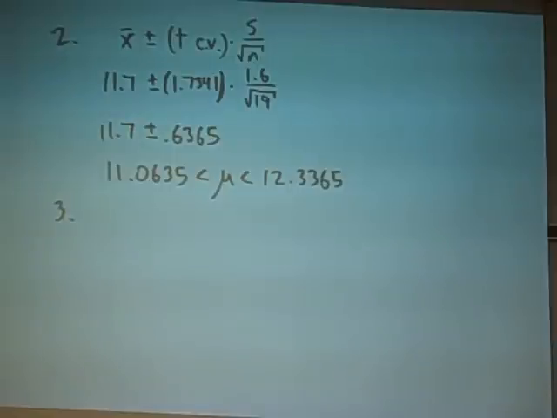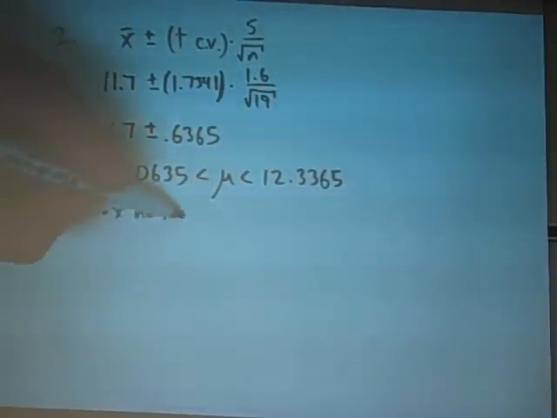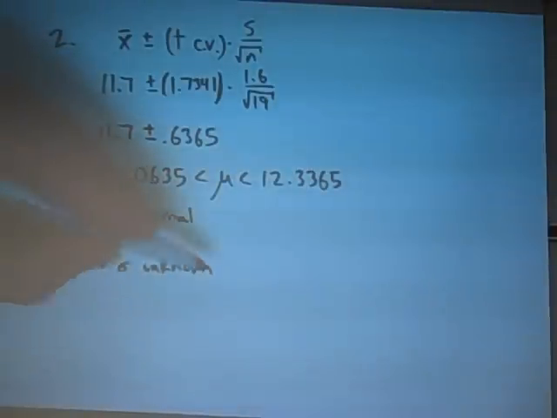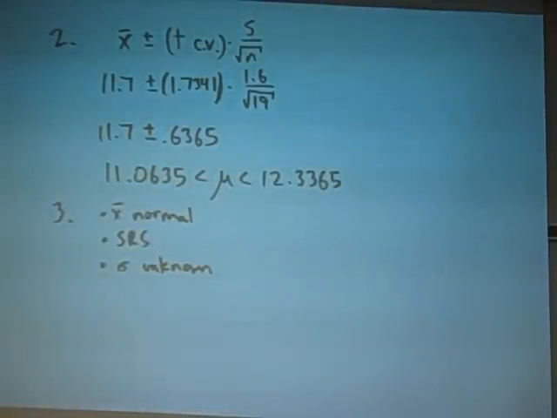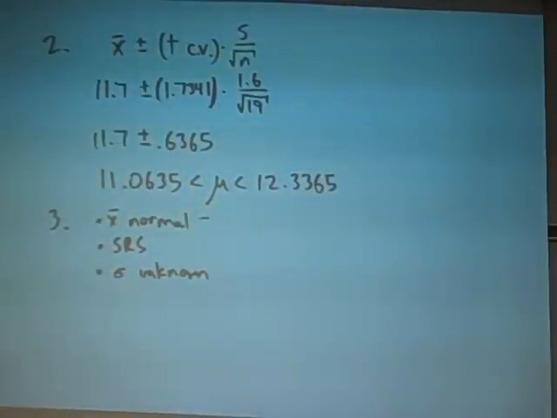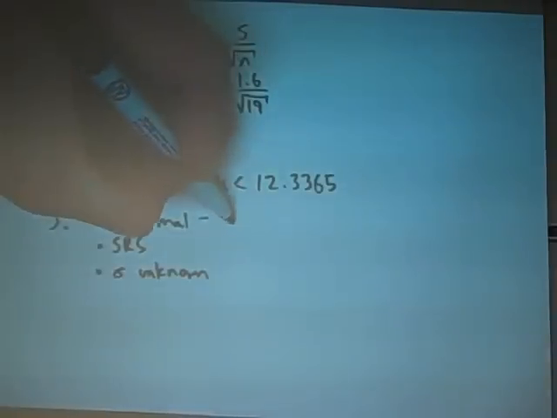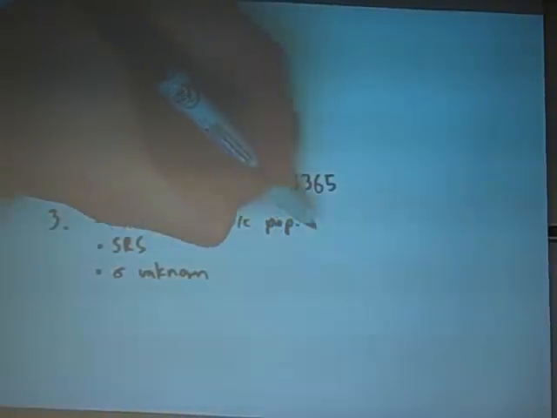Number 3, show that you check the proper assumptions. There's 3 of them. X bar normal. We have to have a simple random sample. And for this one, sigma unknown, right? Because we did the T procedure. X bar normal. Yes, why? You said population. I didn't say X bar was normal. I said the population is normal. The population is normal implies X bar is normal, but I didn't tell you X bar was normal. So X bar is normal because the population is normal.